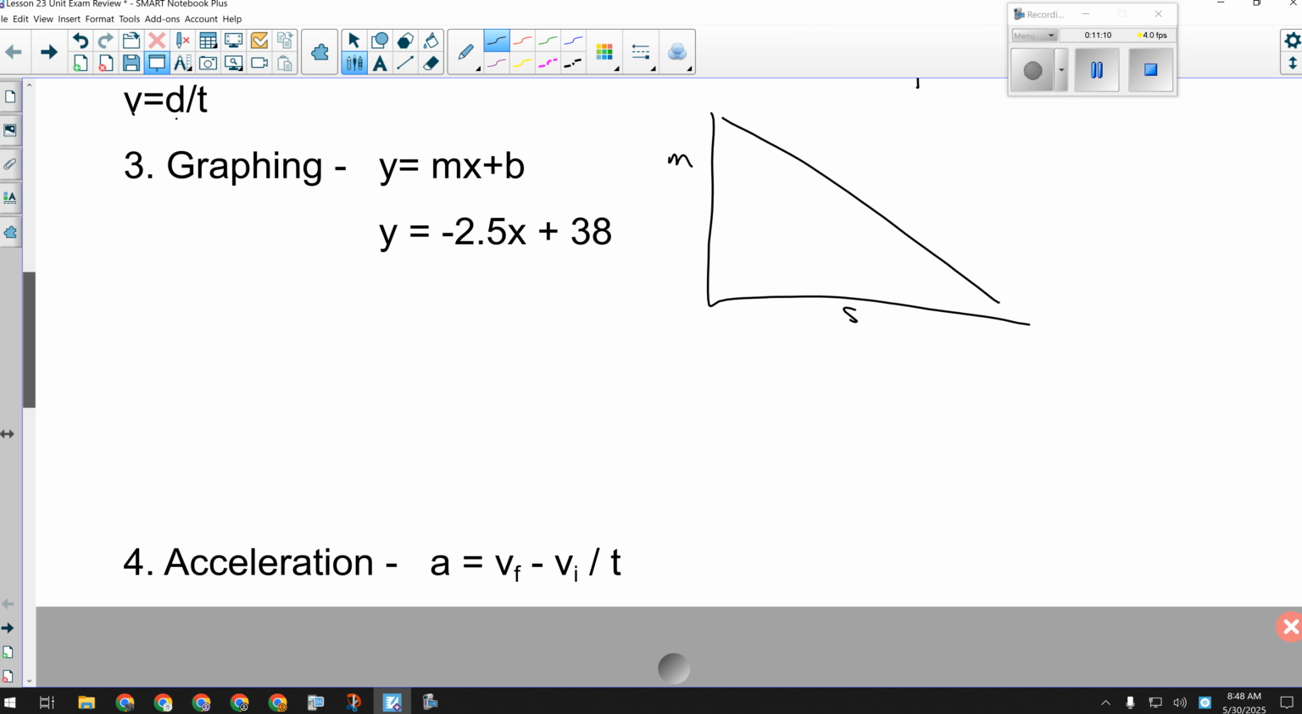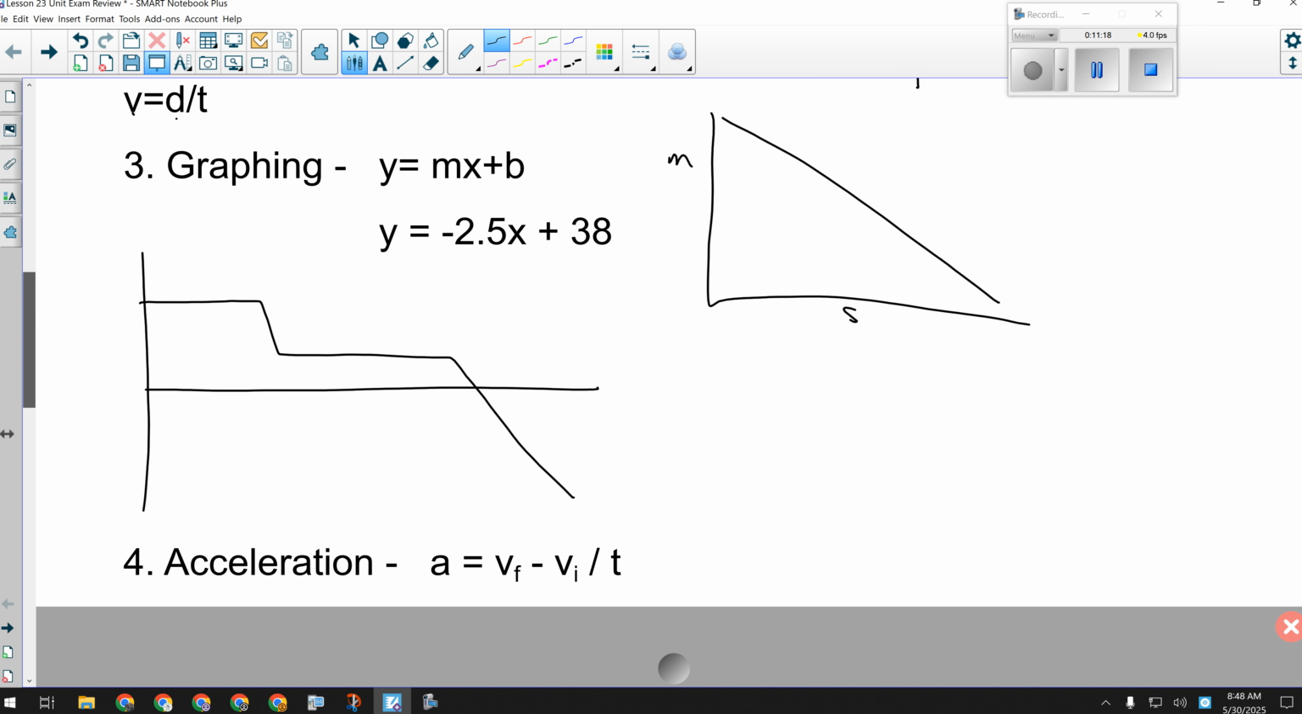Okay, so we could also get an irregular graph. Maybe something like that. Right? Let's say that this is a velocity versus time graph. What if I asked you to calculate the acceleration between 10 and 15 seconds? Would you be able to do that? Provided I actually had numbers on here, yes.